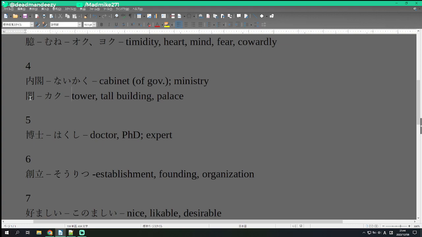Naikaku is the cabinet or ministry of the government. The people inside the palace. Naikaku is the government cabinet.